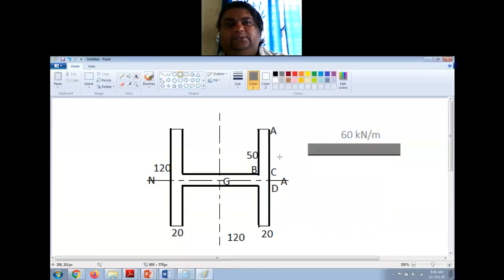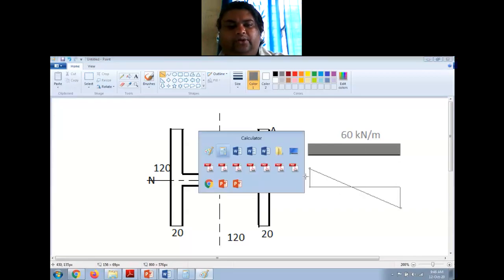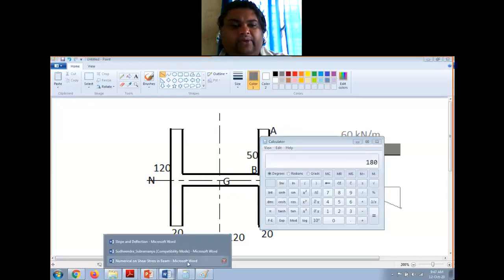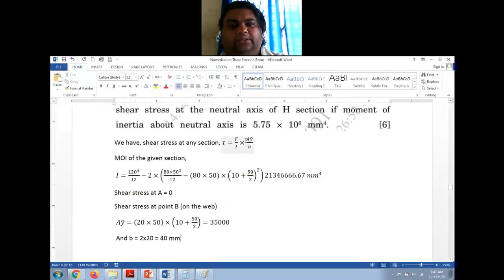And your shear stress distribution is like this. All these things we have done in our unit number 2, so that is why I am not explaining it in detail. Shear stress distribution will be like this. So the maximum shear stress is at the support, and that is equal to 90 kilonewton. So you have to use F as 90 kilonewton in this, right? And you will get the value of shear stress for B.